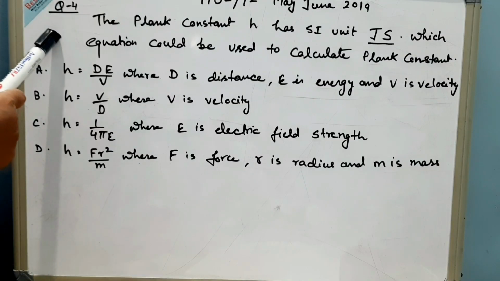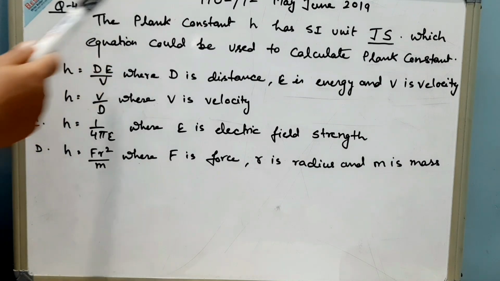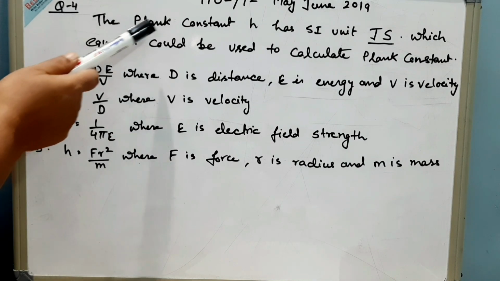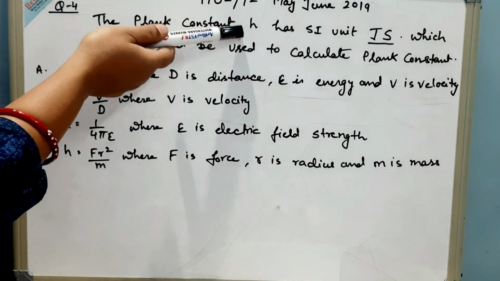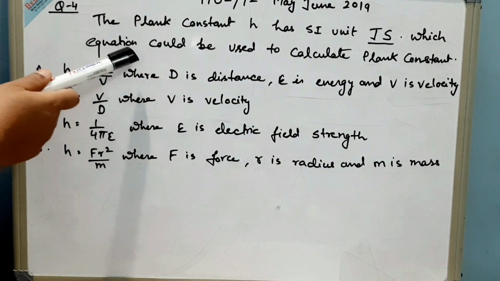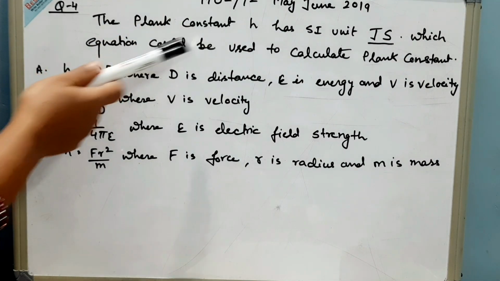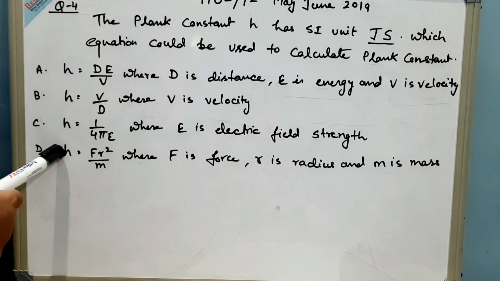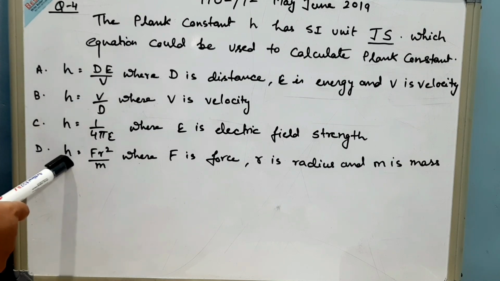This is our next question, and this question is from May-June 2019, paper 1-2. The question is, the Planck constant h has SI unit joule second. Which equation could be used to calculate Planck constant? So we have to choose from this which equation will have the unit joule second.